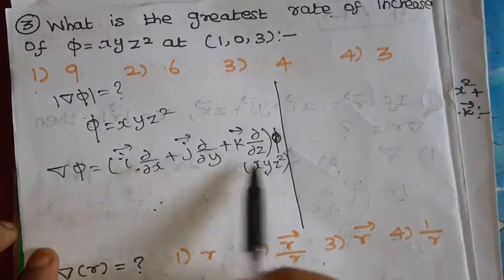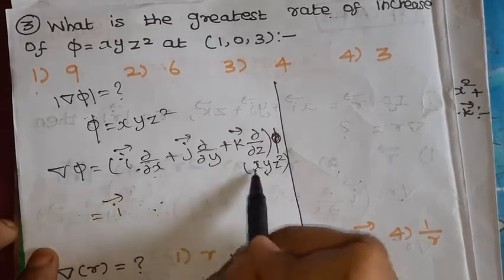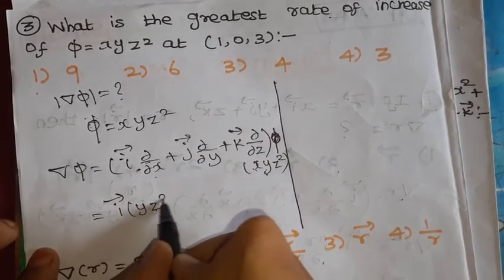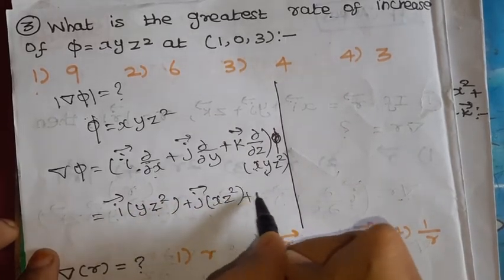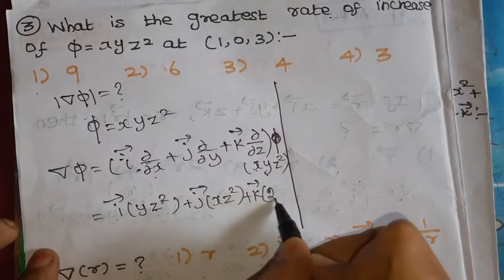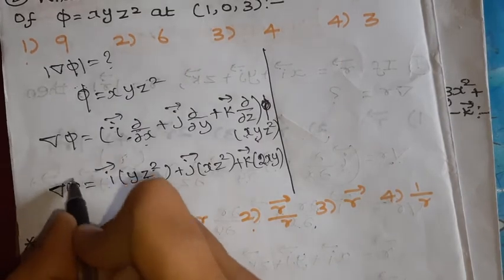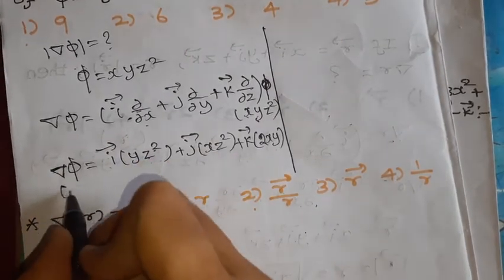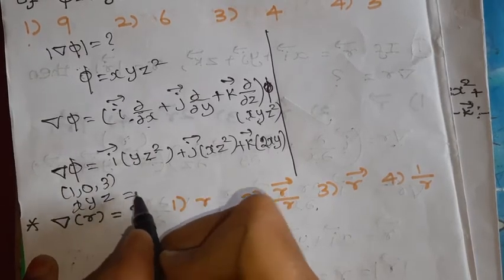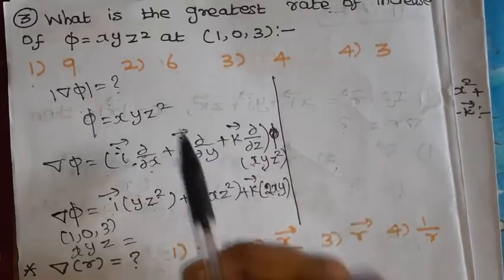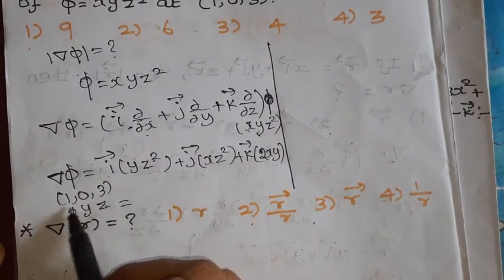Just differentiate. What will we get? i into dou by dou x of this is yz squared, plus j into xz squared, plus k into 2xy. Okay, del phi. Del phi at the given point (1, 0, 3), x, y, z. So just substitute the given point, right? So del phi, then just substitute the x, y, z values.